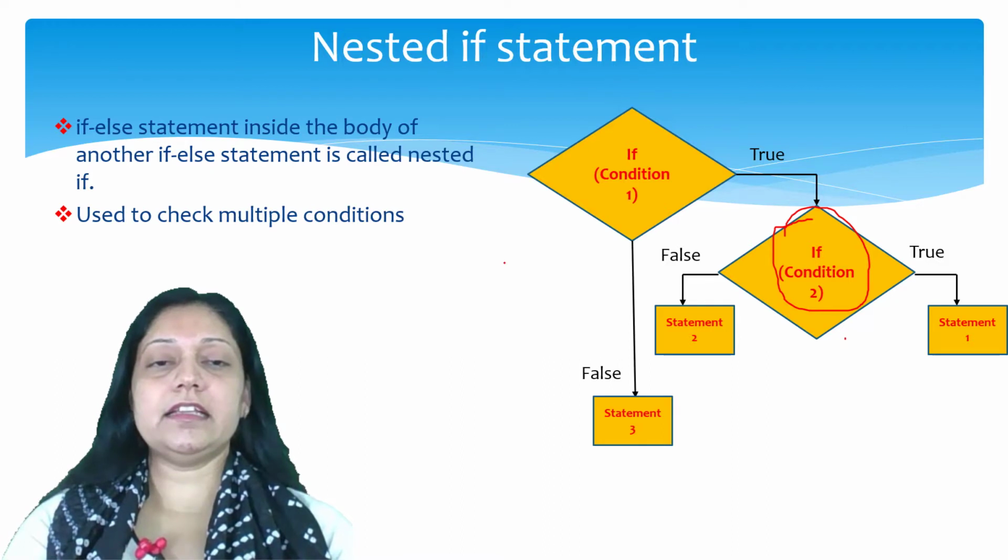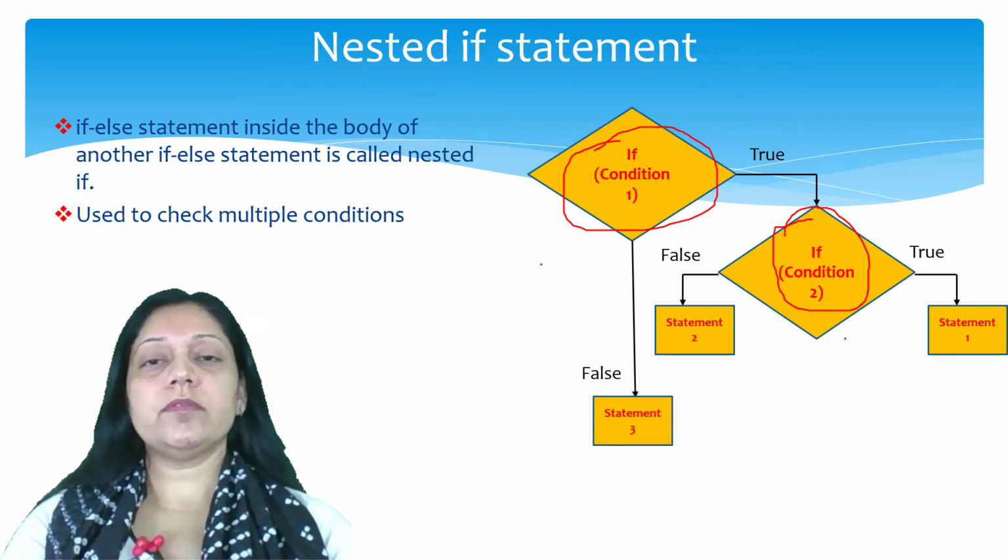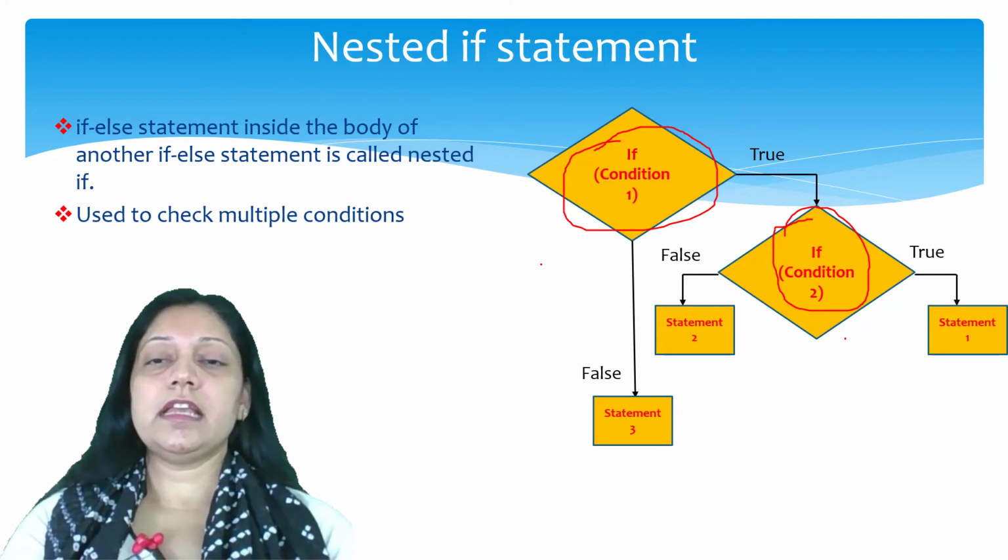So here in this diagram we can see that we are checking different conditions. First is condition 1 and then condition 2. If condition 1 is true, another condition is checked, and if it is false, we will come out of this. So this is known as a nested if statement. Checking one condition after another is known as a nested if condition. Now, how are we going to perform this nesting using a C program?